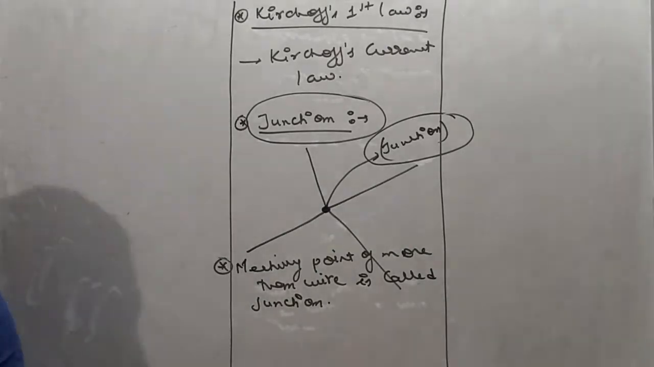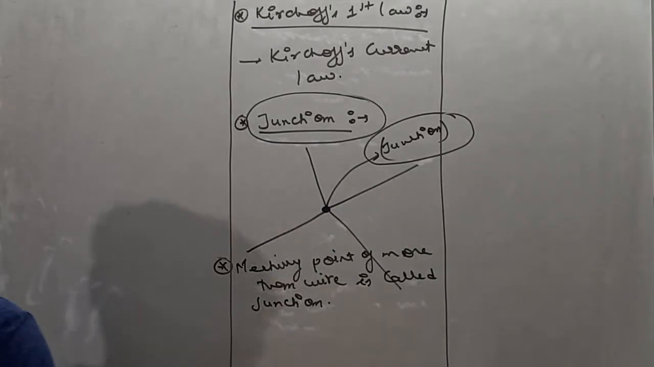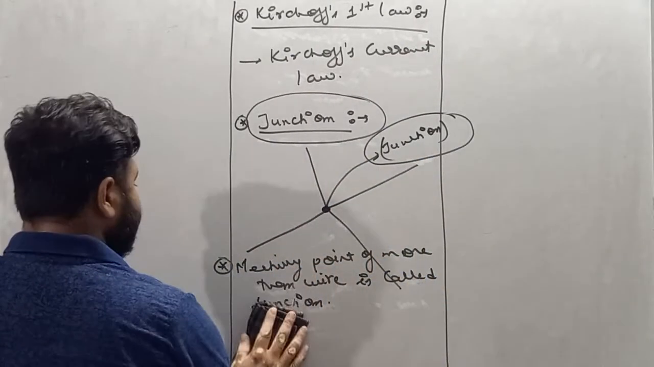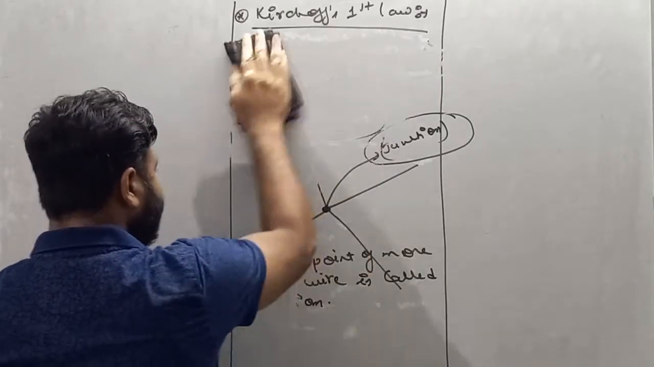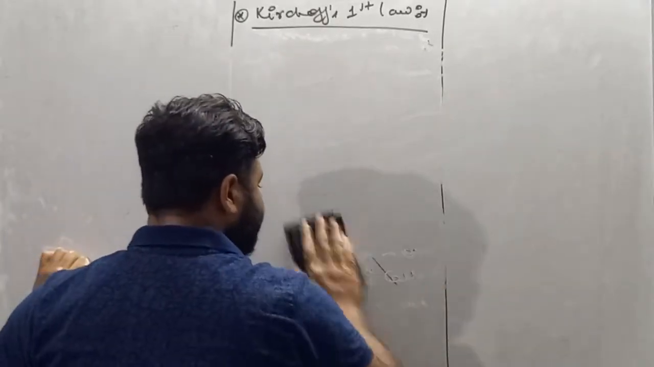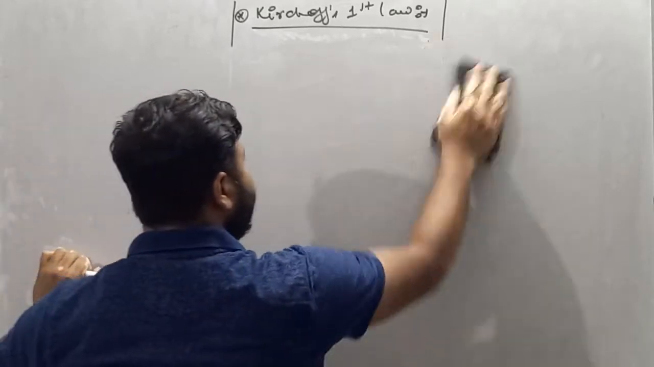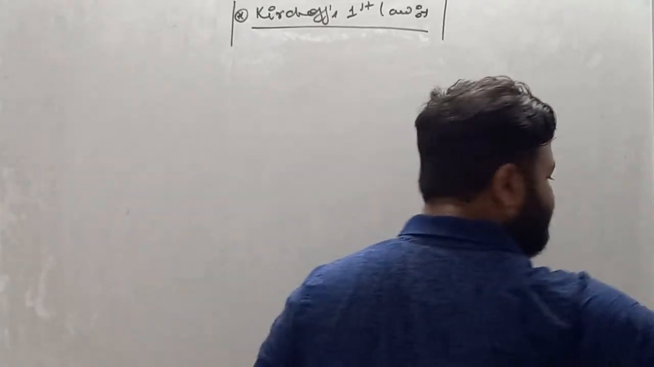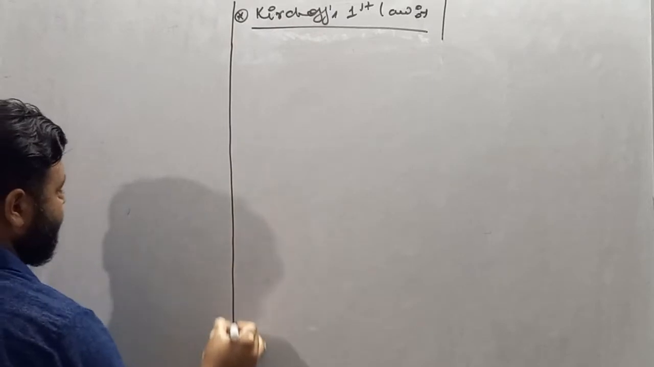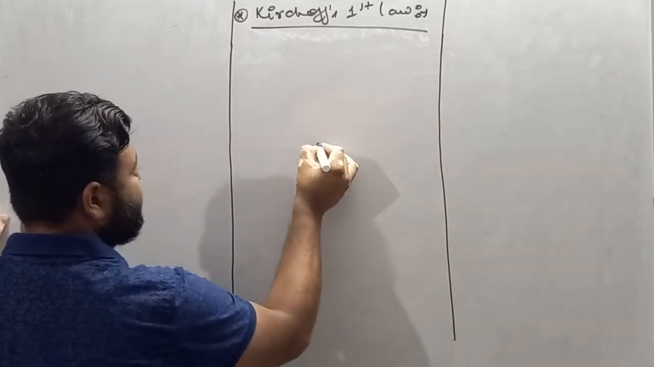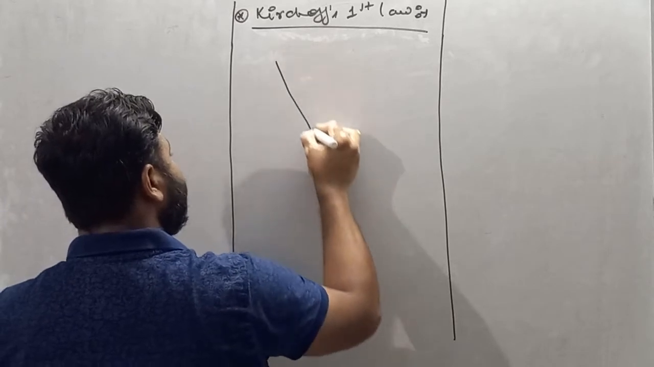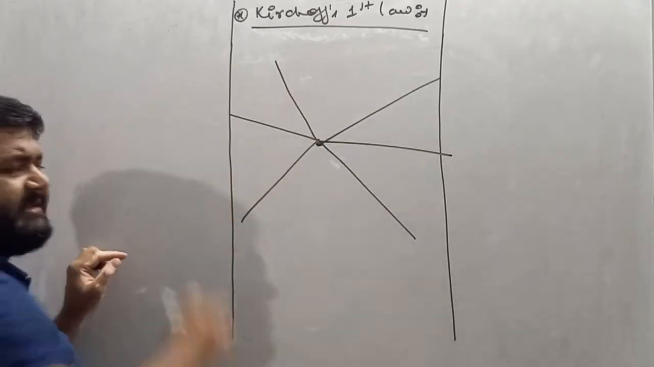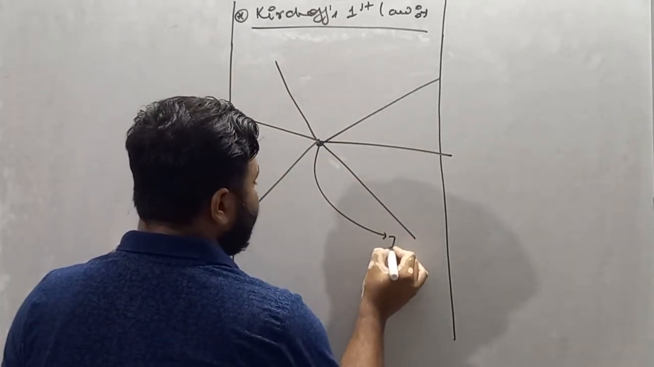Moving forward, let's discuss what actually the first law says. Let's suppose we have a junction like this, and junction means more than one wire is there. So this is a point, and this point is called junction. 1, 2, 3, 4, 5. Let's suppose 5 wires are meeting at this point. So this point is called junction.